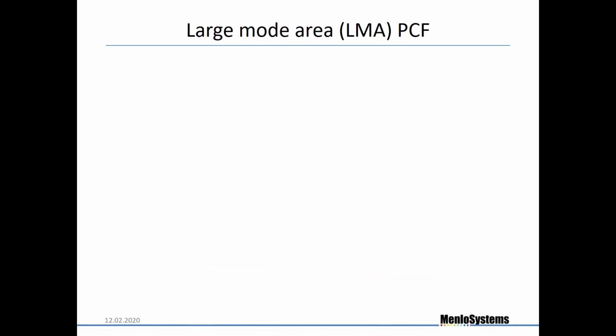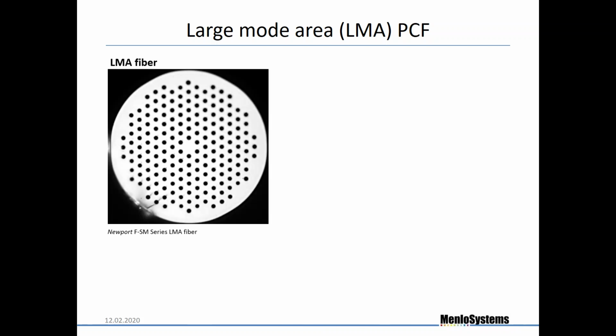And so the fact that we can make PCFs endlessly single mode allows us to construct something that is called a large mode area fiber. Here's an example. The basic principle is that we can blow up the whole structure, make it really large, and it will still be more or less single mode. This also enlarges the mode profile of the guided mode, which decreases the intensity and therefore avoids nonlinear effects.